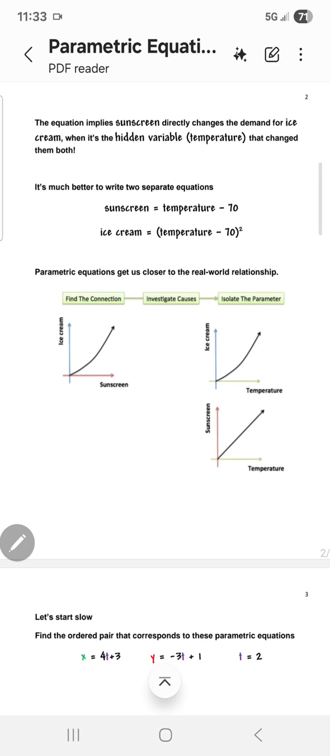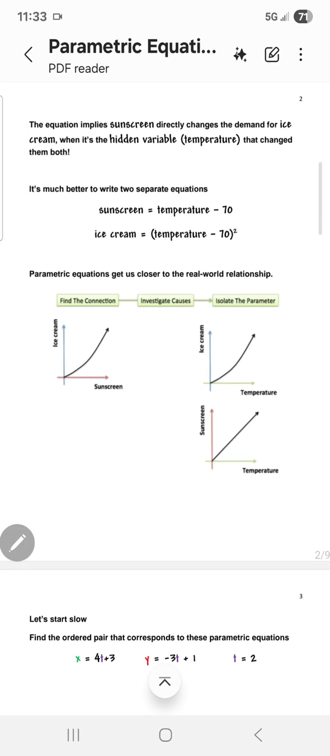That equation implies that sunscreen directly changes the demand for ice cream, when it's really a hidden variable of temperature. The temperature is what changes them both. As the temperature goes above 70, the amount of sunscreen needed increases, and the amount of ice cream sold increases, or is squared.